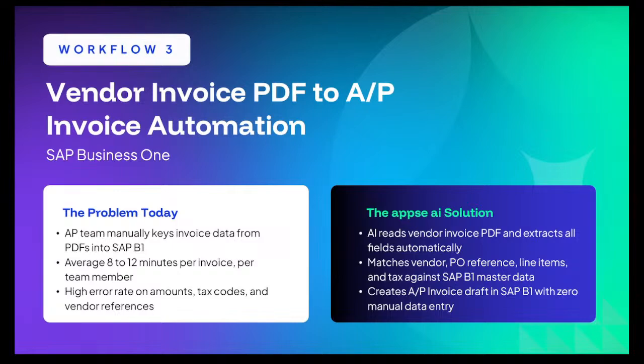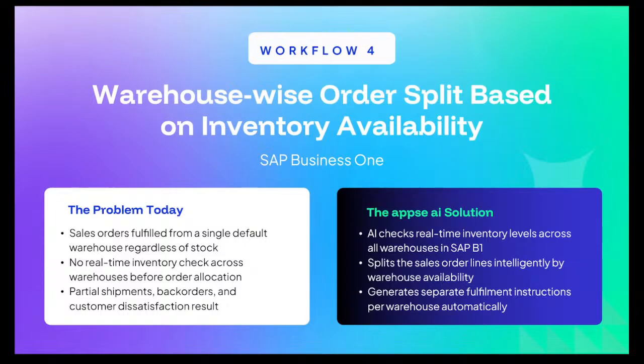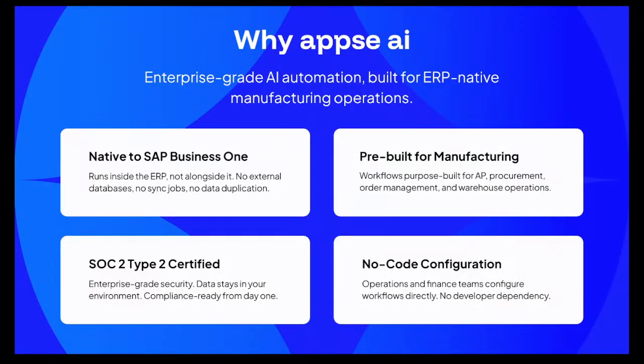Moving on to the fourth workflow, which was the warehouse split. Today, everything defaults to one warehouse, regardless of actual stock, which means partial shipments and back orders. What you saw was real-time inventory checked across every warehouse. Order lines are split intelligently, and fulfillment instructions are generated per warehouse automatically. Over to you, Kaushik. I think I have recapped both of them.